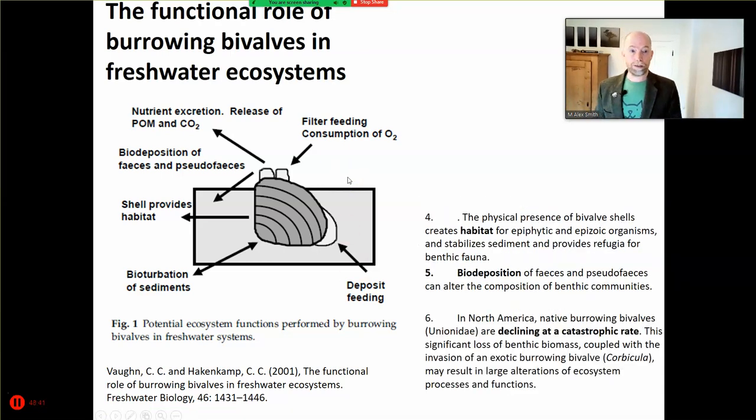The physical presence of shells, speaking about zebra mussels, can create habitat themselves. And then the arrival of Dreissenia, the zebra mussel, associated with pollution and anthropogenically altered freshwater ecosystems in eastern North America, has resulted in a catastrophic decline in benthic biomass and diversity.